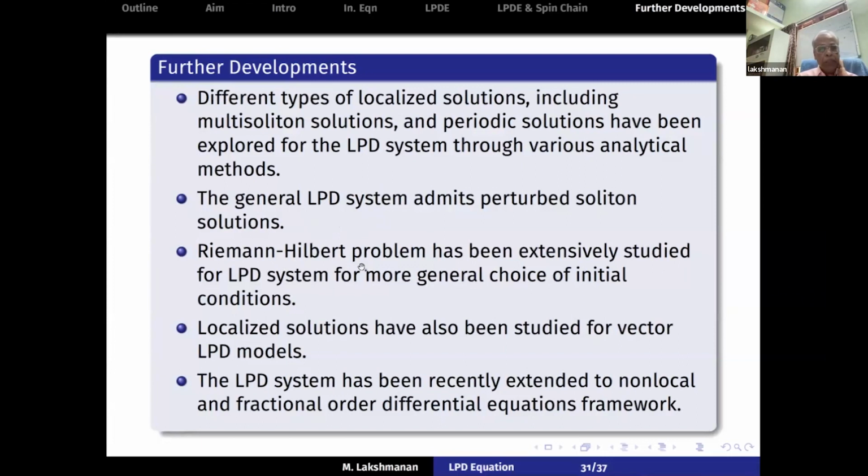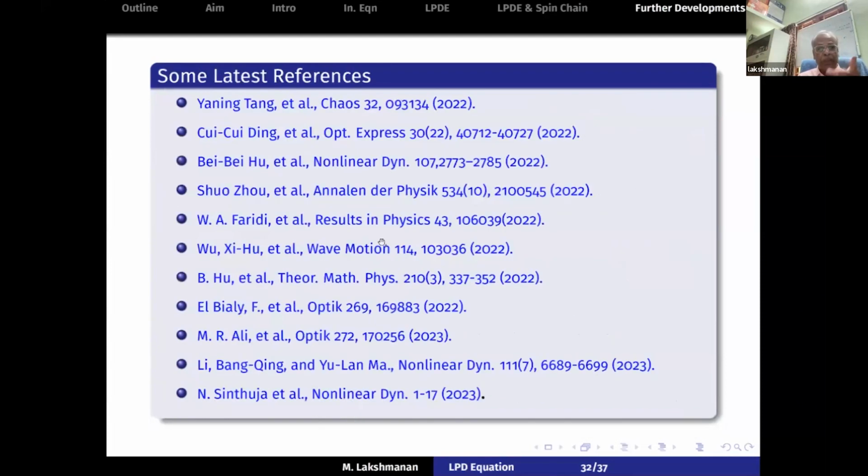One can work out a Riemann-Hilbert problem, a generalization of the inverse scattering problem, by giving the appropriate structure of the eigenfunctions and then tracing out the nature of the solutions Q or S, the spin variable. The Riemann-Hilbert problem has been extensively studied for the LPD system for more general initial conditions. One can also consider vector generalizations of LPD models. And in recent times, nonlocal and fractional-order differential equations have also been considered. For example, during the past two years, many works have appeared in the literature considering various aspects.